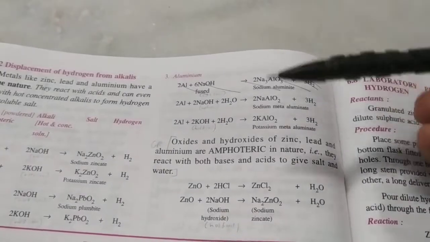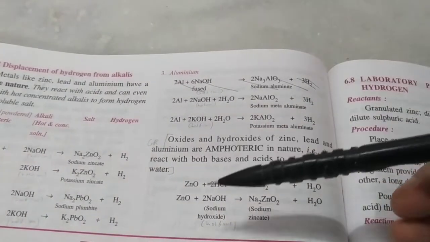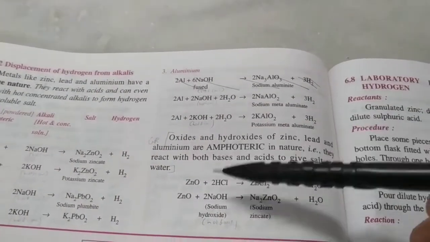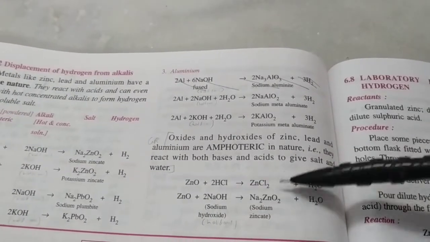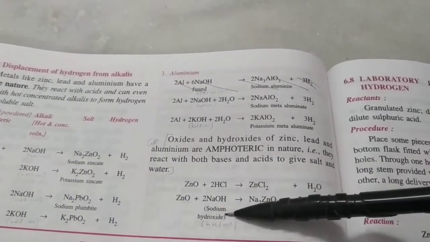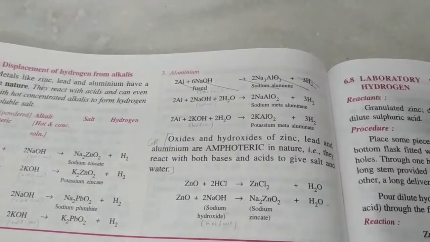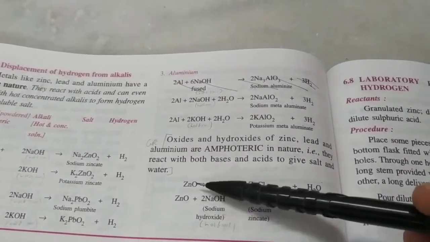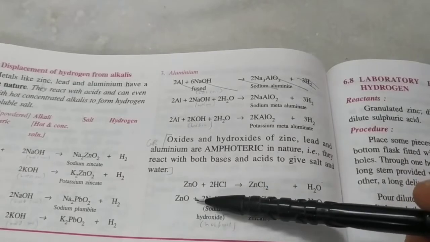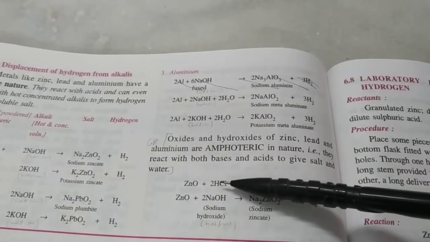Now let me prove why these metals are amphoteric. If you take their oxides or even their hydroxides, you can see that they will react with acid to give you salt and water, and they will also react with alkali to give you salt and water. So they have a dual nature, so they are called amphoteric. Just like amphibians can live both on land and water, they can behave like acid or base to neutralize the opposite entity.